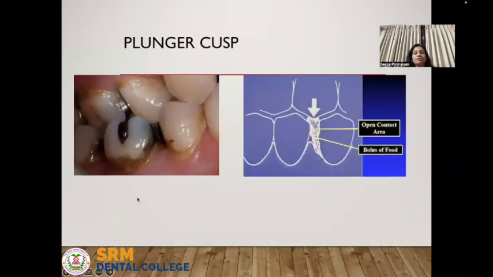Then we have to check for something called plunger cusps. Now, what are plunger cusps? When you have a sharp cusp, sometimes when the opposing teeth have an open contact, the opposite tooth cusp could be sharp and could be plunging the food in between the interdental areas. That could lead to food impaction. So it is important that we identify teeth which act as plunger cusps, and we need to eliminate them.